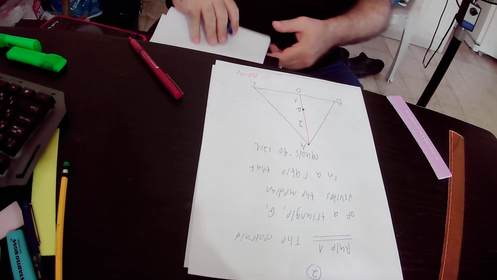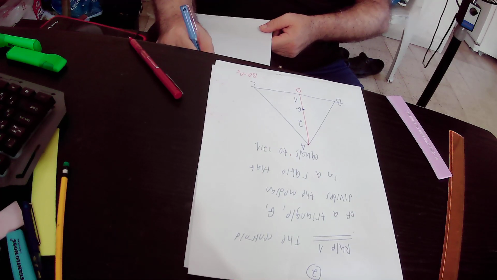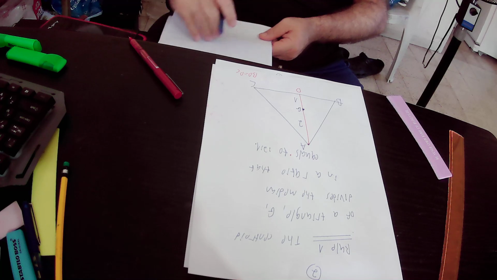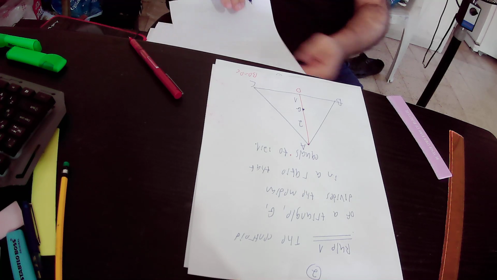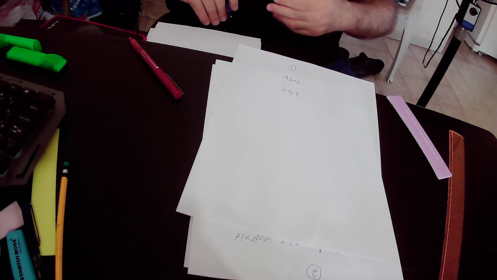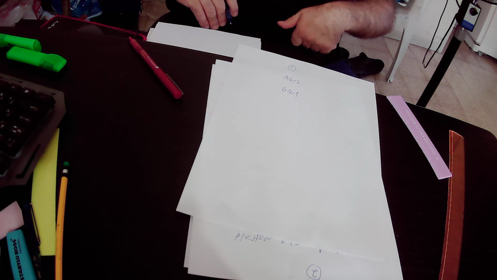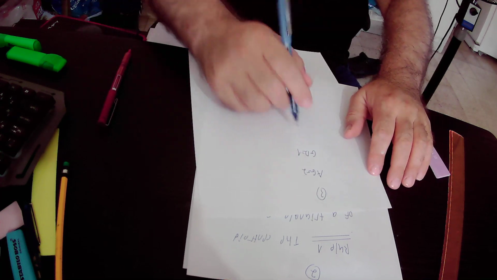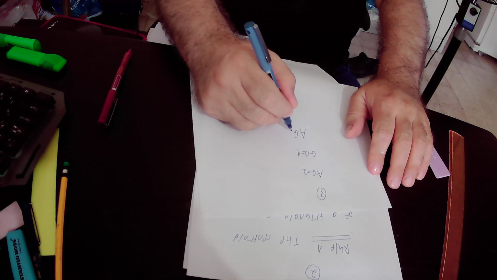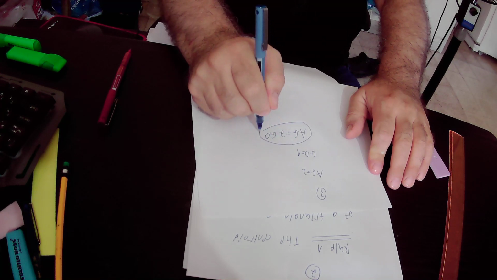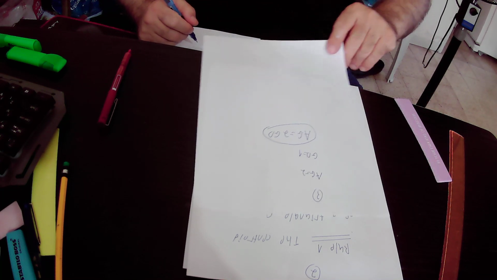Okay, so we can write down that if AG equals 2 units, then GD will be equal to 1 unit, or in other words, AG is 2 times GD. AG equals 2 times GD. Okay, so that is the rule of the centroid, rule number 1.